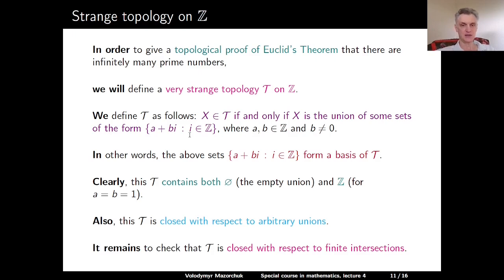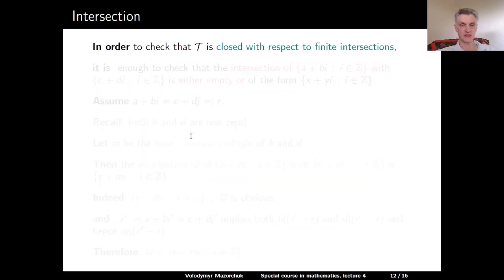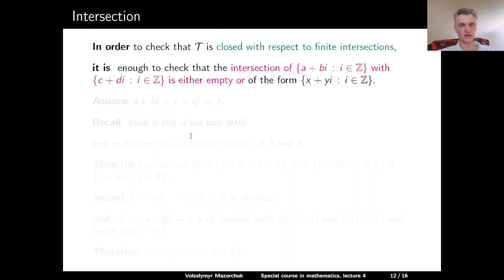So let us check that this definition gives us something which is closed with respect to finite intersections. And in order to prove that 𝒯 is closed with respect to taking finite intersections, it is enough to check that the intersection of two subsets in our basis is either empty or is a subset of the form as in our basis. So the intersection of a + bi where i is in Z with c + di where i is in Z is either empty or of the form x + yi where i is in Z.